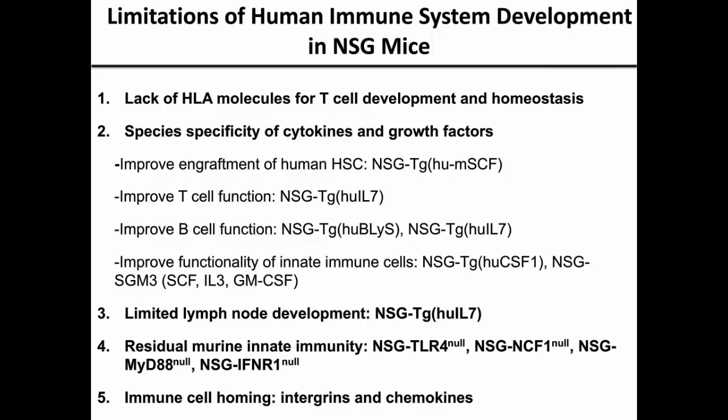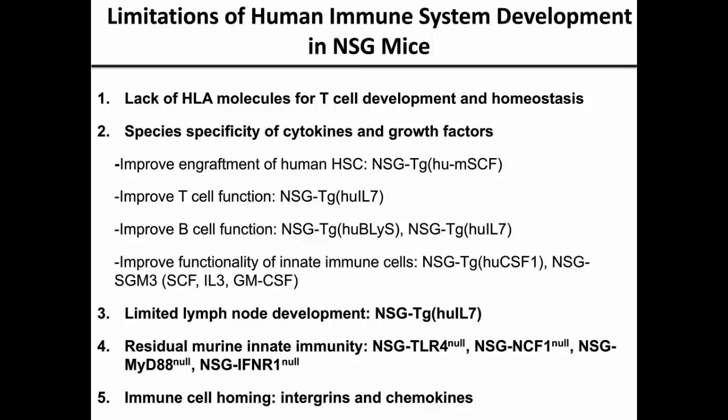There's also the concept that there's a species specificity for cytokines and growth factors that are important for hematopoiesis, and that the mouse versions do not act as effectively on the human cells. So a number of laboratories are now creating base strains of mice which express human cytokines that should be able to improve both total engraftment, T cell function, B cell function, and innate immune cell function. Most of these models also lack lymph node development due probably to the lack of IL-7, which inhibits the ability of lymphoid tissue initiating cells to develop. So we're hoping that transgenics will improve that.